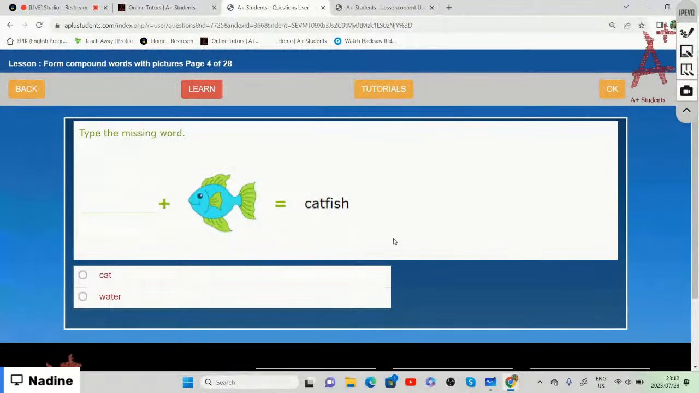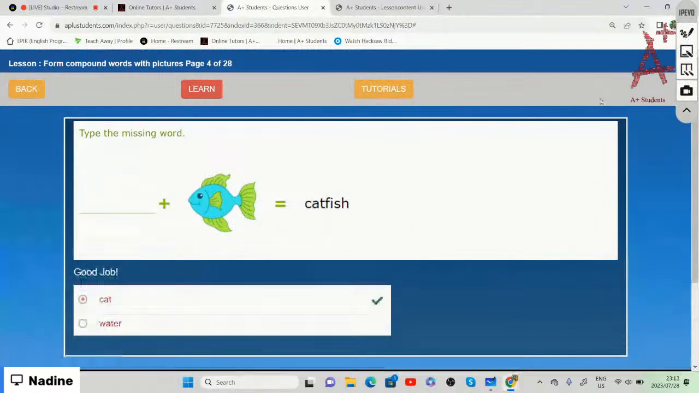All right, so if we now choose the correct word that combines with the picture fish, then we can say it is cat. So cat plus fish equals catfish.